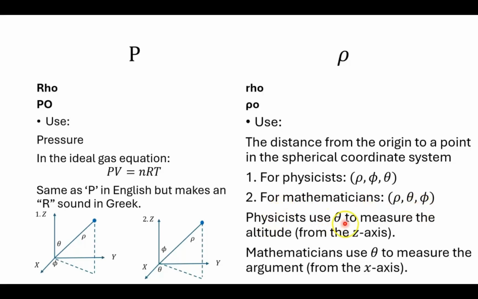So physicists use theta to measure the altitude. It's the angle from the z-axis, the first one, this one here. And the mathematicians use theta to measure the argument, which is the angle from the positive x-axis, this one here. So depending on your context, these two angles may be swapped around. You have to be careful of the text you are reading.